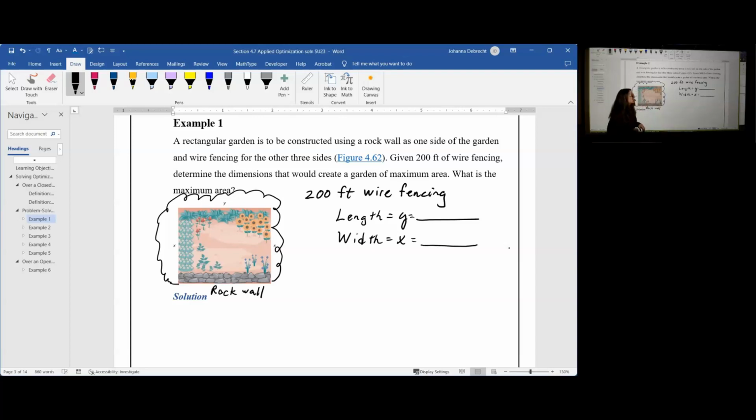That would create a garden of maximum area. This tells me that I'm trying to maximize the area. This is my objective.